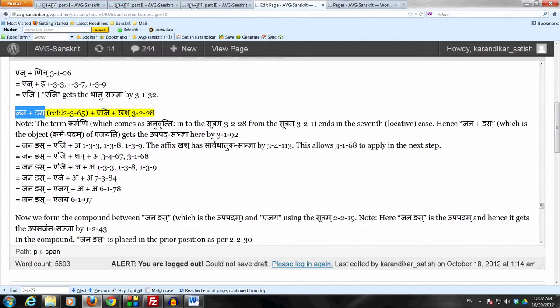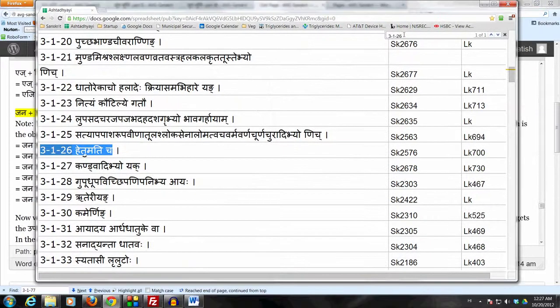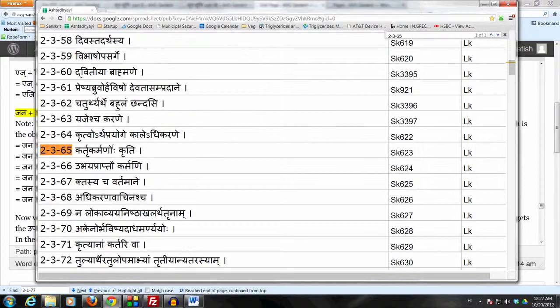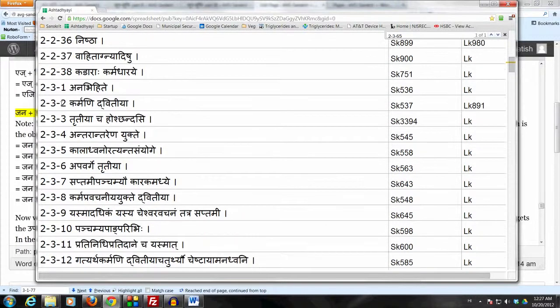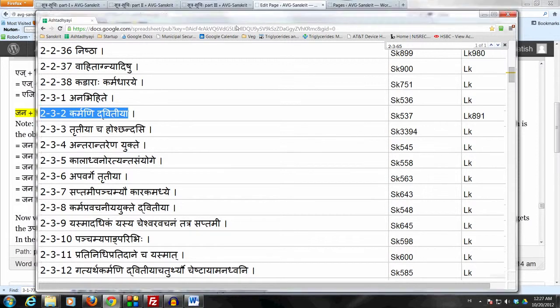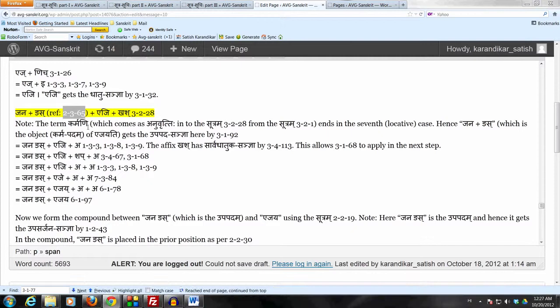Just as in previous examples, we use a shashti ekavachanam nyas, because of the sutram 2365 kritya karmanoha kriti, as explained before. When in connection with the krit pratyaya, in this case it is khash, the object or the agent of the action takes the shashti vibhakti and not the dvitiya. For the karma doesn't take the dvitiya by karmani dvitiya, but it takes the nyas. So this 2365 makes the object as well as the agent take the shashti vibhaktihi when in connection with the krit pratyaya. So we get jana plus nyas and not jana plus am.